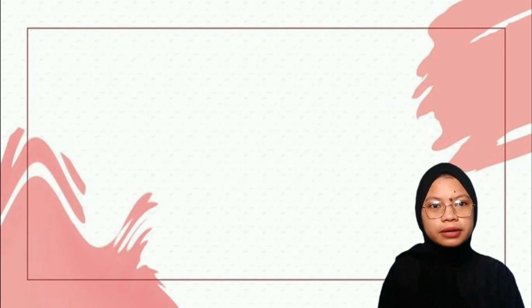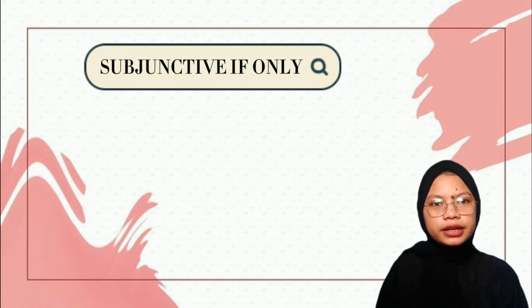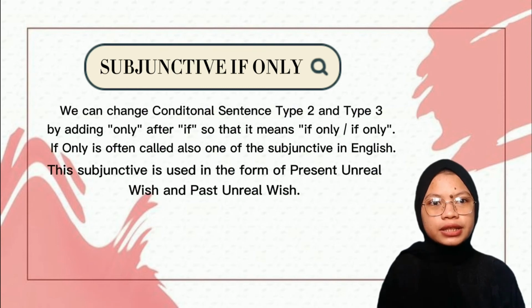I want to tell about subjunctive if only. Okay, subjunctive if only. We can change conditional sentence type 2 and type 3 by adding only after if. So that it means if only. If only is often also called one of the subjunctives in English. This subjunctive is used in the form of present unreal wish and past unreal wish.